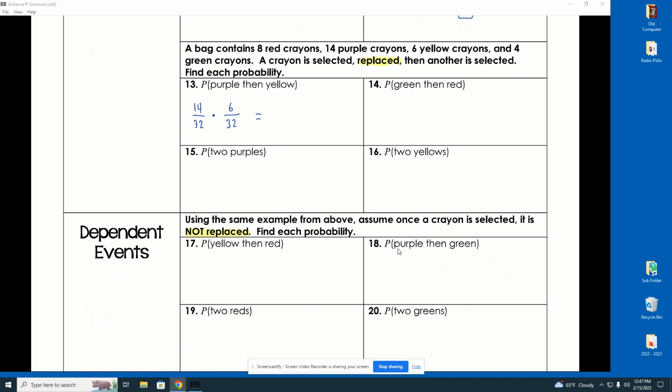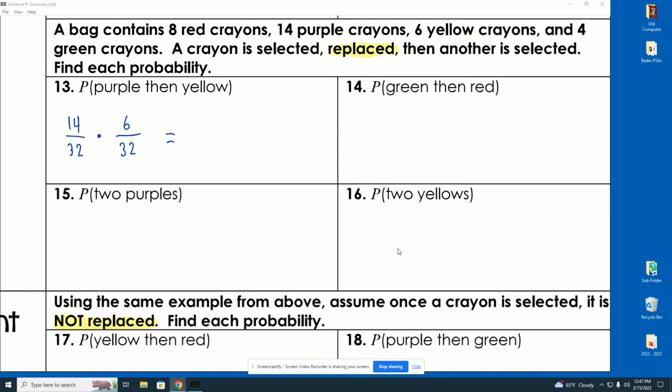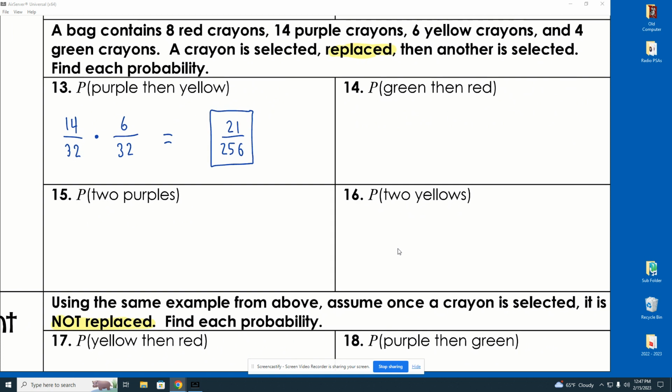So it's 14 over 32 times 6 over 32. So type that in. What do you get? Use alpha y equals, and it'll give you the answer in simplest form. I got 21 over 256. Is that what you got? Nope, that's right.